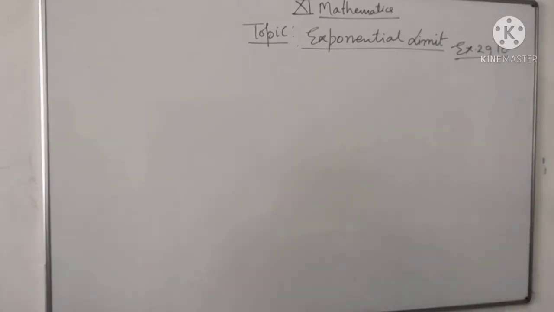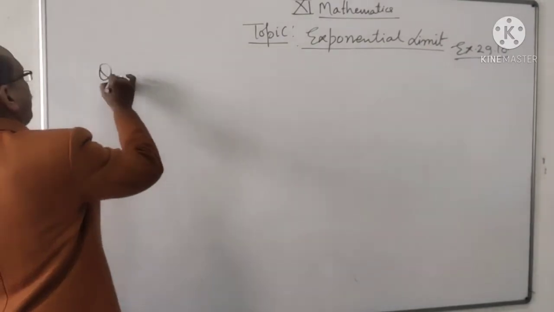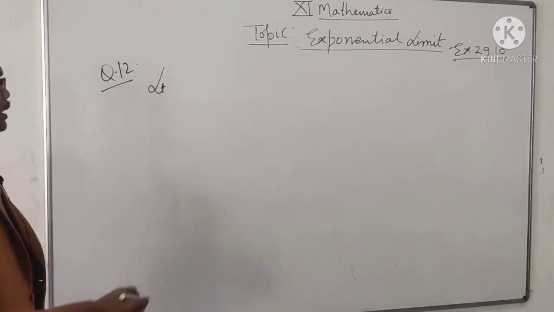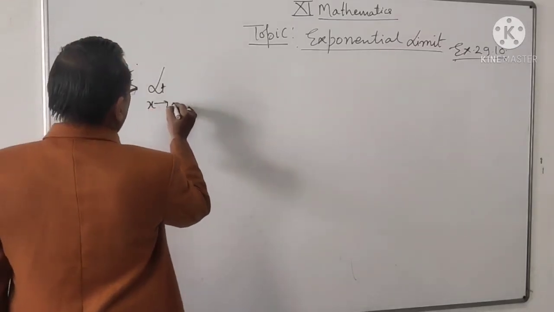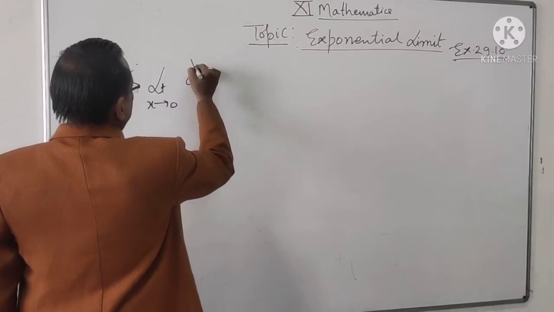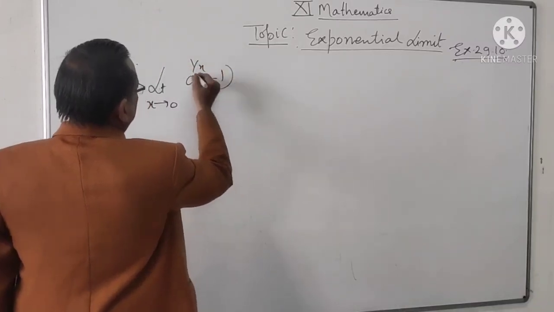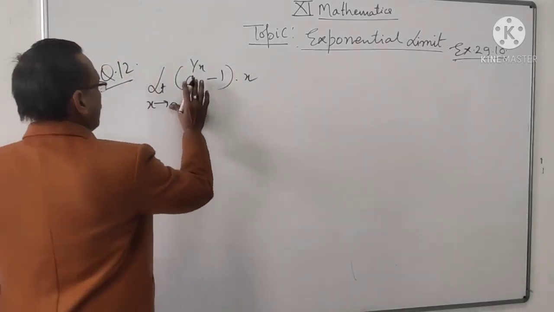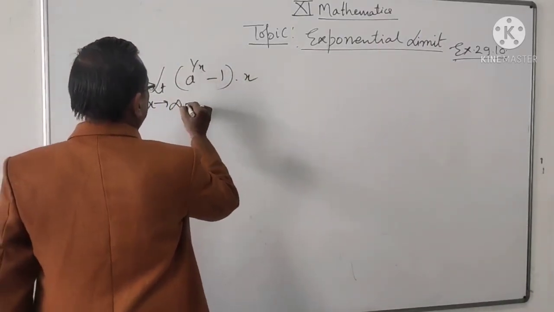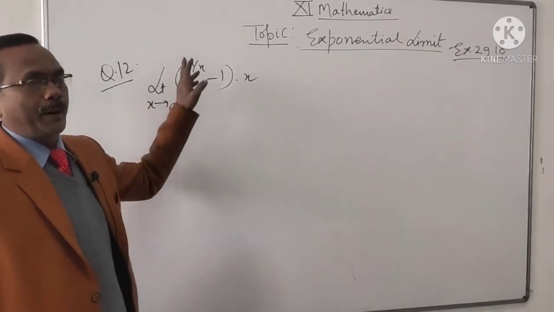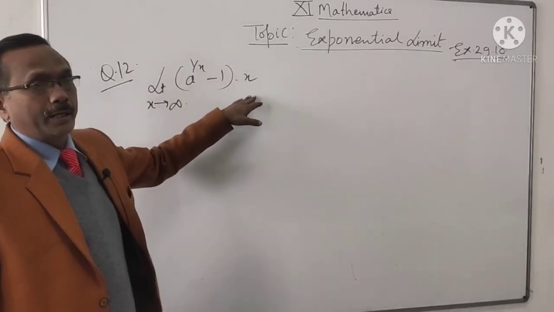Now next is question number 12. There is limit x tends to 0, a power 1 upon x minus 1 into x. Limit x tends to infinity, not 0. Question is limit x tends to infinity, (a power 1 upon x minus 1) into x.